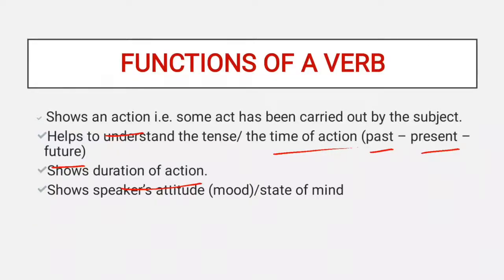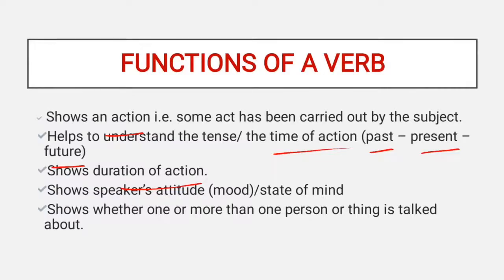Now, verbs show the speaker's attitude, mood or state of mind, or you can say the mode or manner in which the action denoted by the verb is represented. Verb shows whether one or more than one person or thing is talked about. If we are using is, it means our noun is one, and if we are using are, it means the noun or the subject is plural.